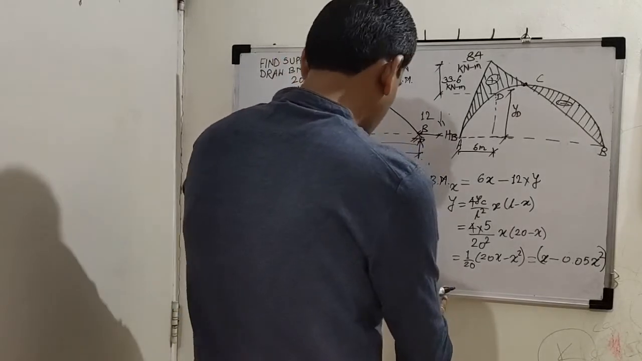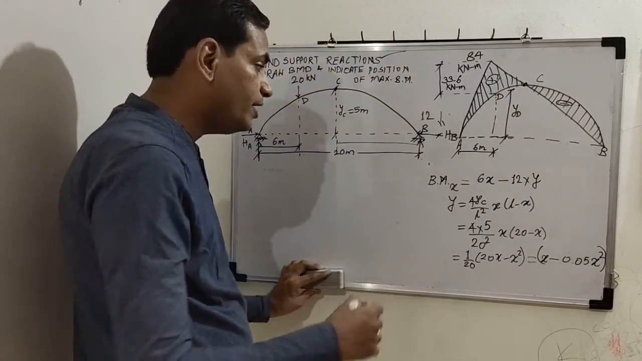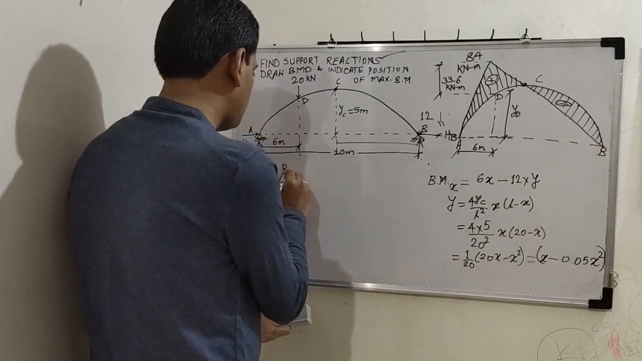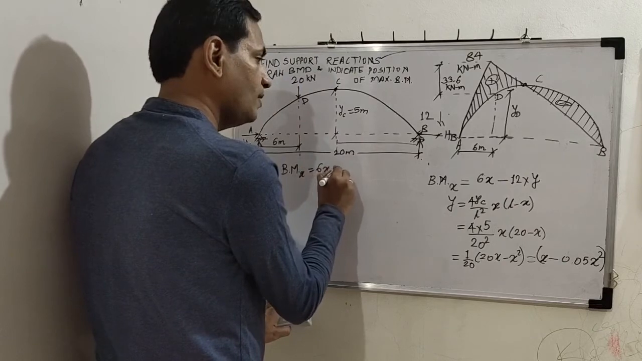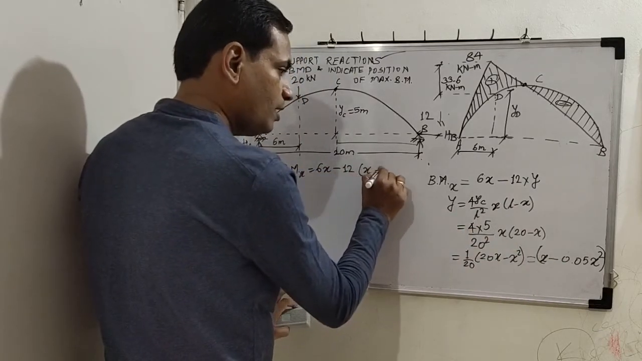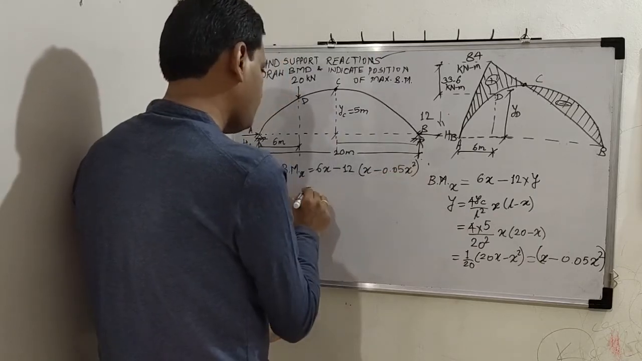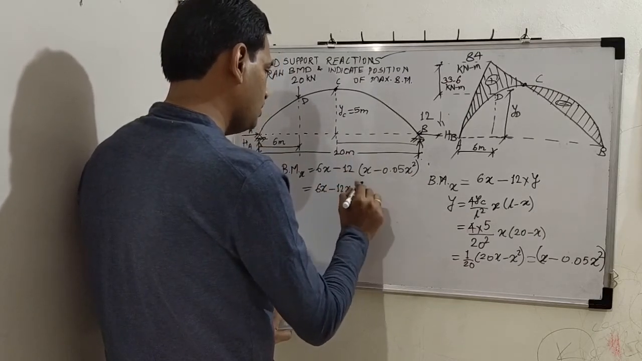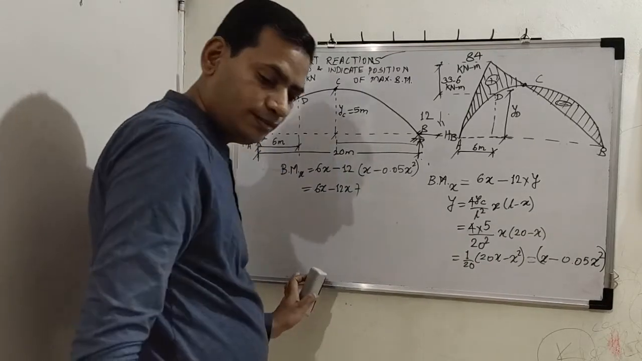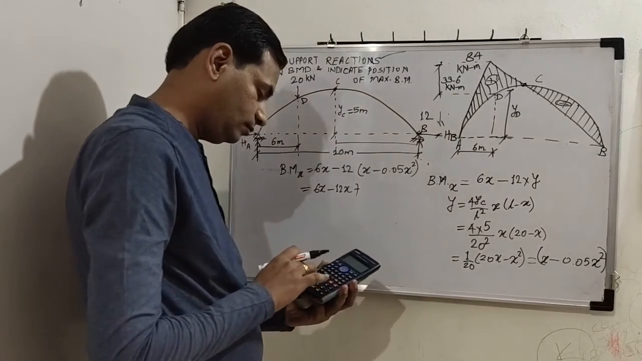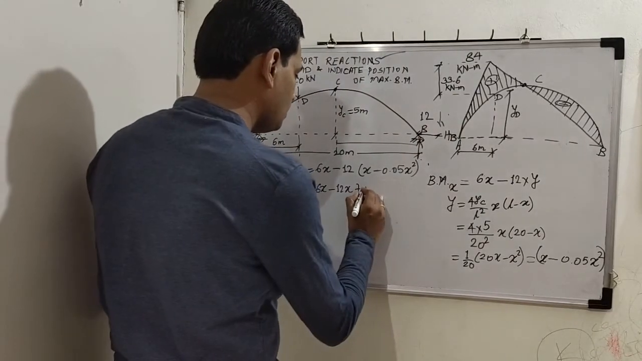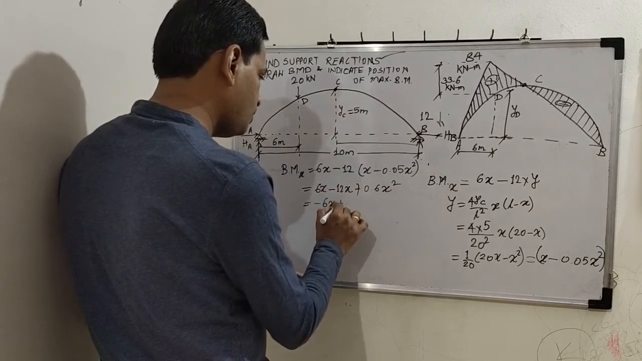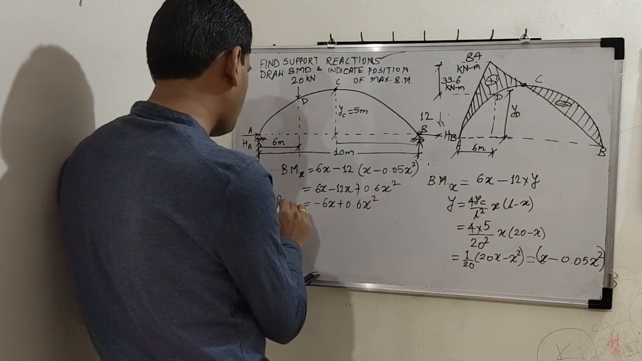Now please remember we have to find the maximum negative bending moment. That is why we are doing this. So we will now substitute the equation of y here. So bending moment at x is equal to 6x minus 12 times this bracket, x minus 0.05 x square. Simplify this. 6x minus 12x plus, correct, 12 into 0.05, how much? So it is 0.6 x square. So 6x minus 12x is minus 6x plus 0.6 x square. This is the bending moment at x.